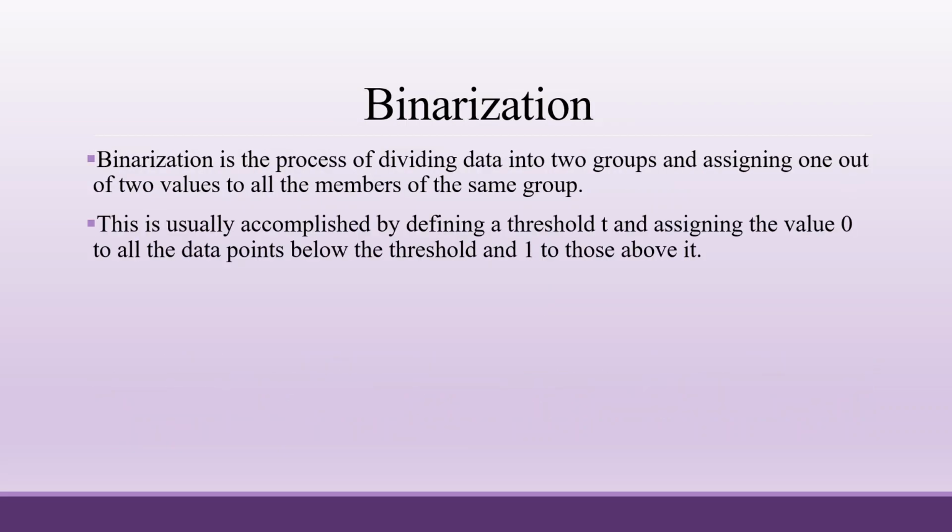Binarization is a process of dividing the data into two groups and assigning one out of two values to all the members of the same group. This is usually accomplished by defining a threshold T and assigning the value 0 to all the data points below the threshold level T, and 1 to all those above it. Now, how to do this? Let's see in Python.